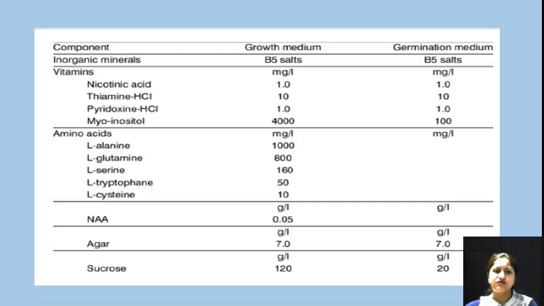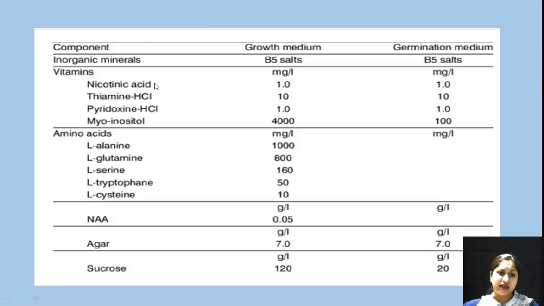So this is the list of components of media. Here is the growth media. We are describing B5 media salts. This is the germinating media and this is the growth medium. If we take a seed as an explant, then we want it to germinate, so we use germination media. And if we are using an explant like a callus or a leaf, then we use a growth medium, because we just want it to grow. So this is the difference between the growth media and the germinating media.